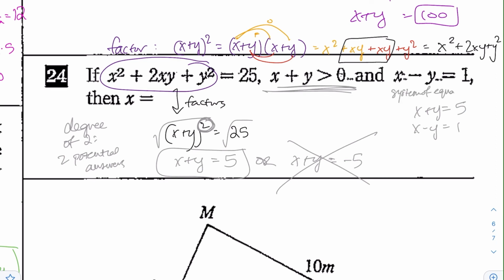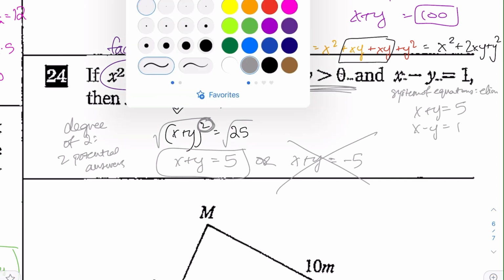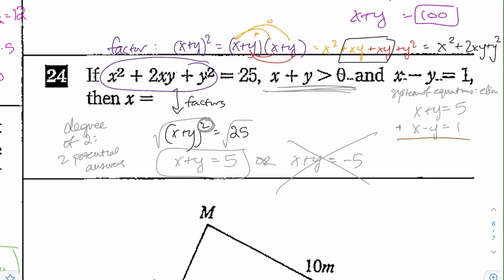And you can solve the system by using the elimination method, where if you add the two equations together, the y and the negative y will cancel out, and you have x plus x, or 2x, is equal to 5 plus 1, which is 6. You can divide by 2 and figure out that x is equal to 3, and that's the answer. You can also solve for y. If x is 3, y has to be equal to 2, because 3 minus 2 has to be equal to 1.